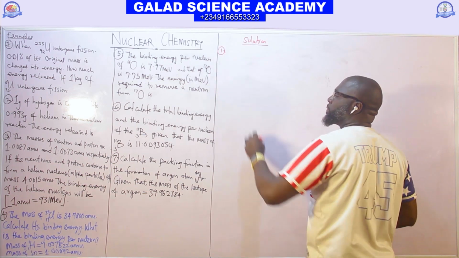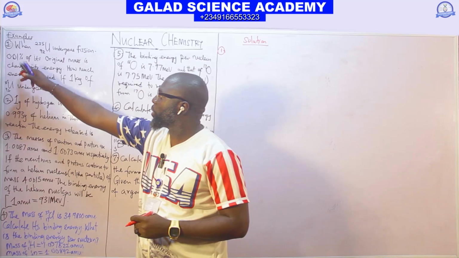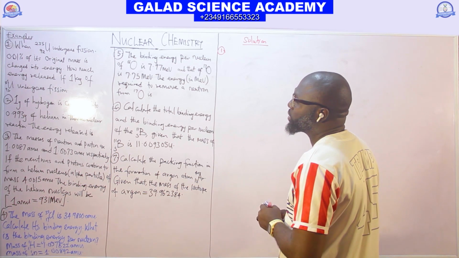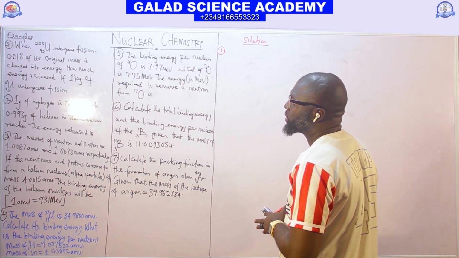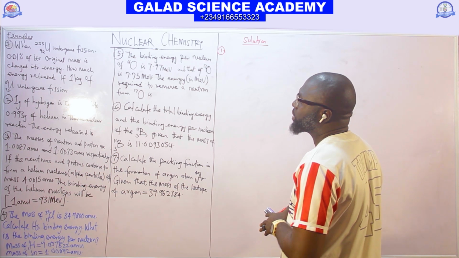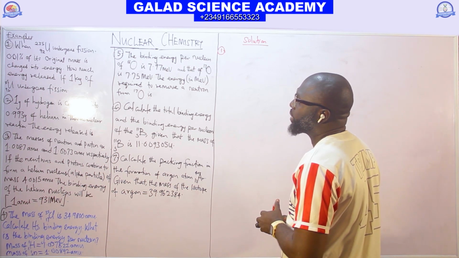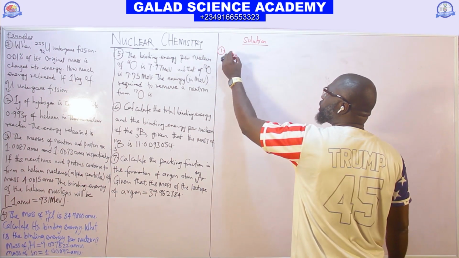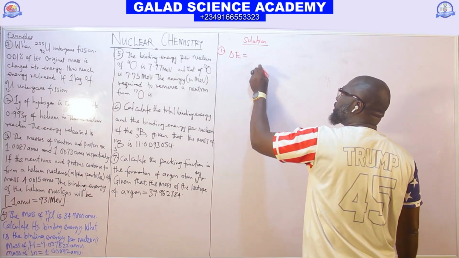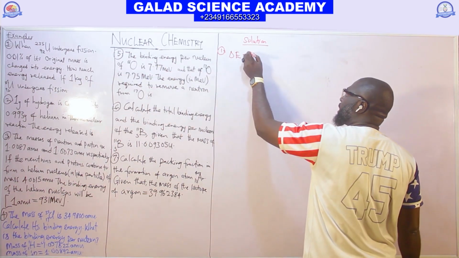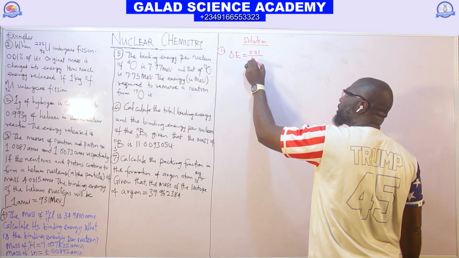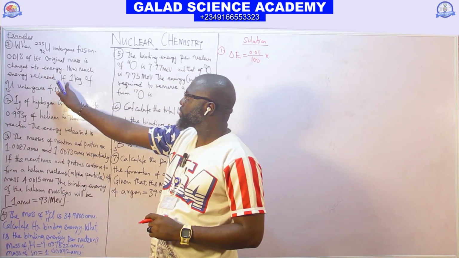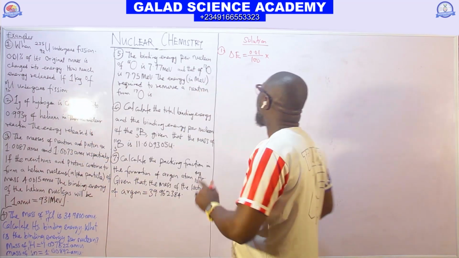Solution. So we are given 0.01%, of its original mass changed to energy. So that will be 0.01 over 100 multiplied by the original mass.